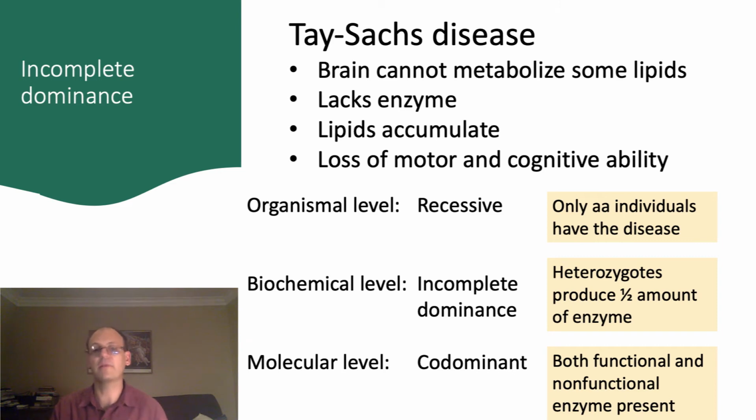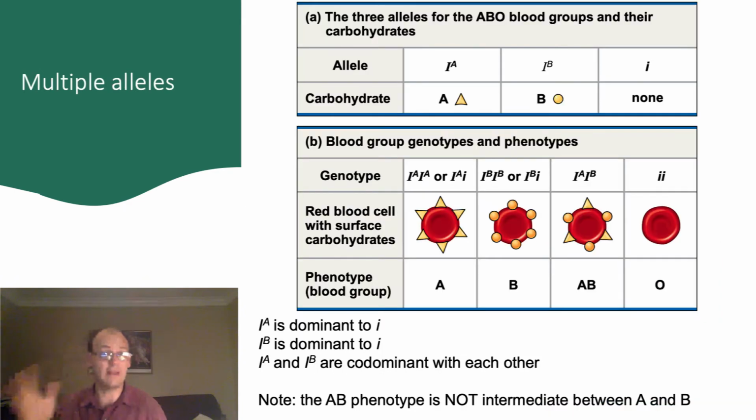However, if we look at the biochemical level, we see that only half as much enzyme is being produced by heterozygotes. Therefore, biochemically, this looks like incomplete dominance, with the heterozygote being intermediate between both homozygotes. Finally, if we look at the molecular level, then we see that both the functional enzyme and a similar but non-functional enzyme are produced. Thus, at this level, this looks like a case of codominance because the products of both alleles are present. In some cases, in fact in many cases, there are more than two alleles that are possible.